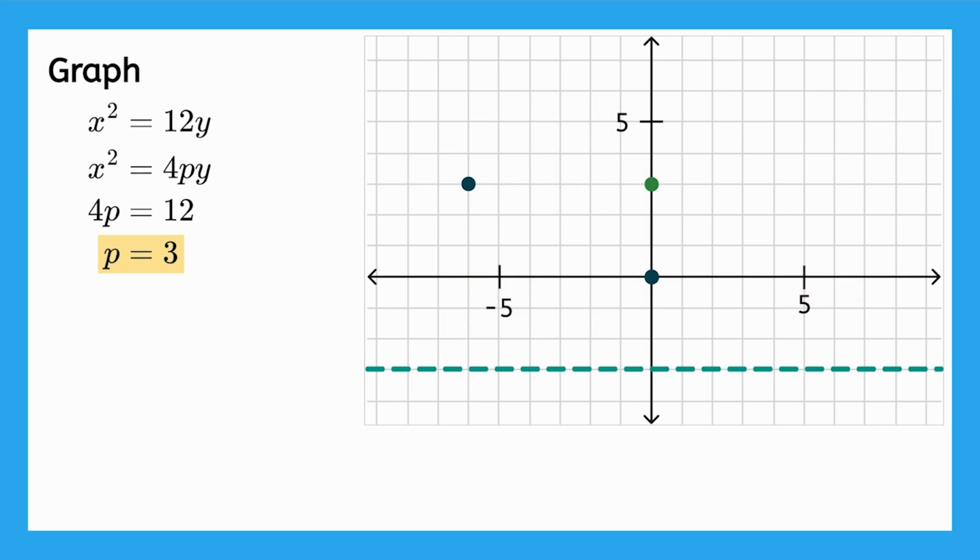Can you think of a way to do that without drawing the square? Let's do some mental math and count out 2p units horizontally from the focus, but this time in the opposite direction. 6 units to the right of the focus is the point 6, 3. Now that we have the vertex and 2 other points, we can connect all 3 with a smooth curve to reveal our parabola. X squared equals 12y.